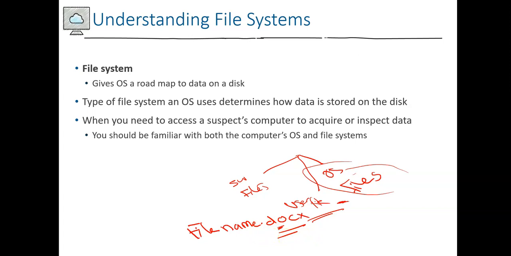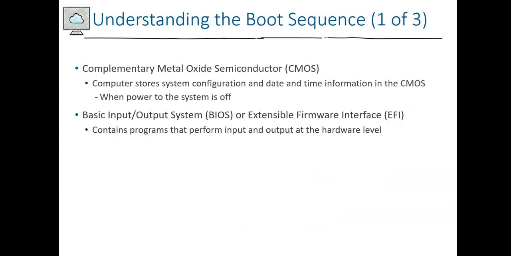So when you need to access a suspect computer to acquire or inspect the data, we should be familiar with this kind of operating system. So we have something called CMOS. What is CMOS? Complementary metal oxide semiconductor. CMOS is sometimes called BIOS, which is basic input output system, or sometimes called UEFI, which is the Unified Extensible Firmware Interface.